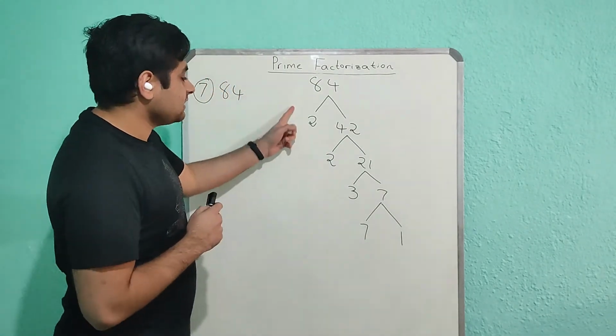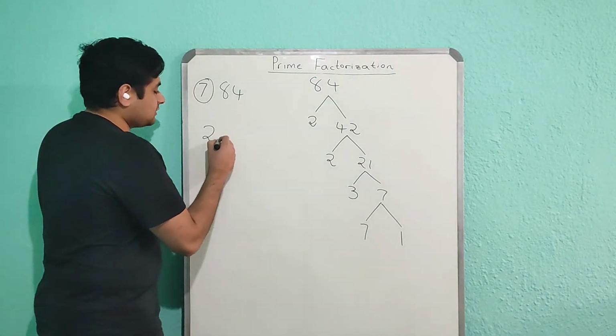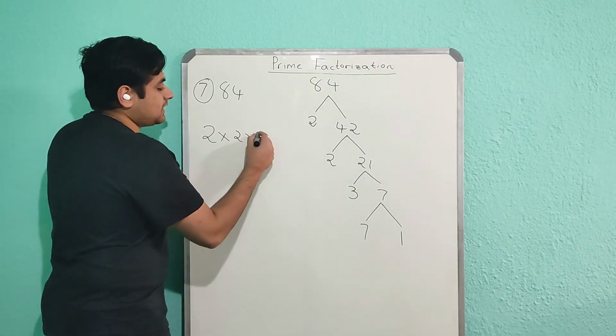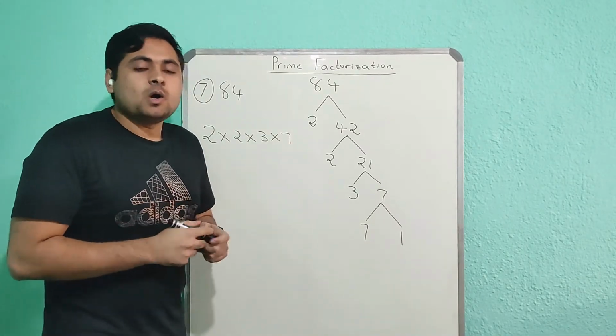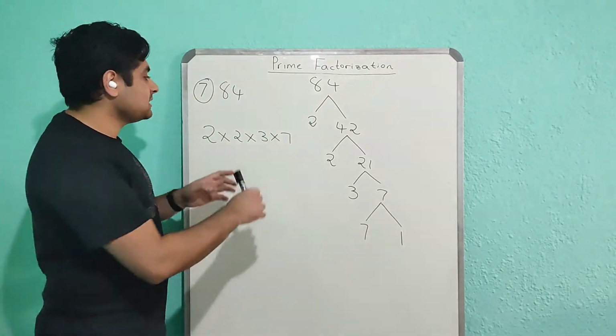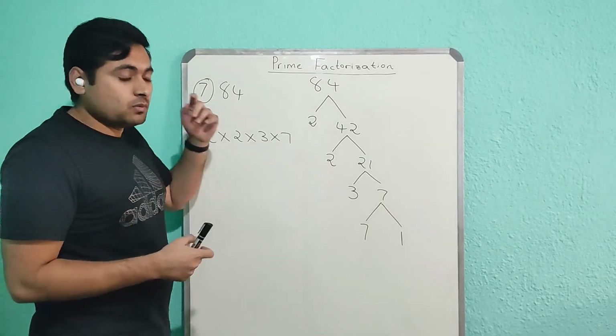So what are your prime factors? Everything on the left side is your prime factors. So your prime factors are 2 times 2 times 3 times 7. Again, is our answer correct? What do we do in order to check our answer? We simply multiply our prime factors and then we should get whatever our question was, correct?